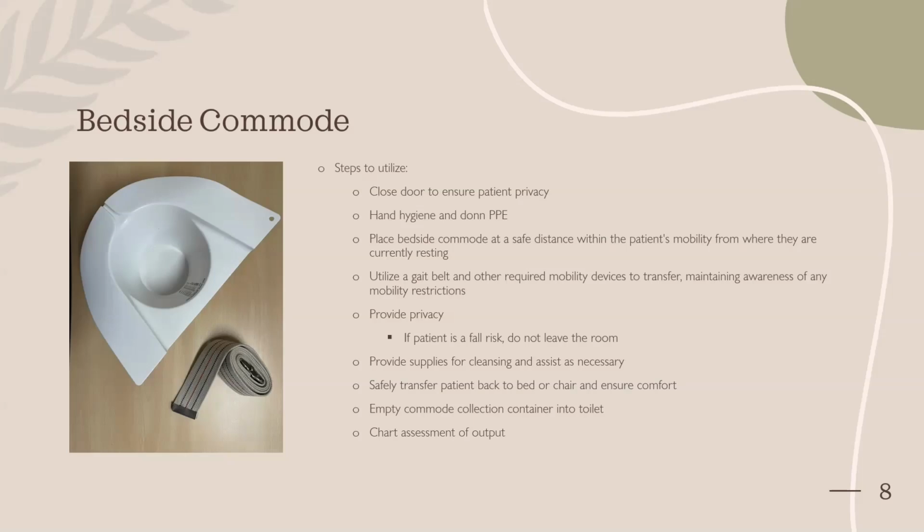Basically, you're going to use a gait belt and other mobilization equipment, sit them down on that little portable toilet, get them cleaned up, get them back in bed or back to the chair, and then you're going to empty that out in the bathroom and chart your assessments.